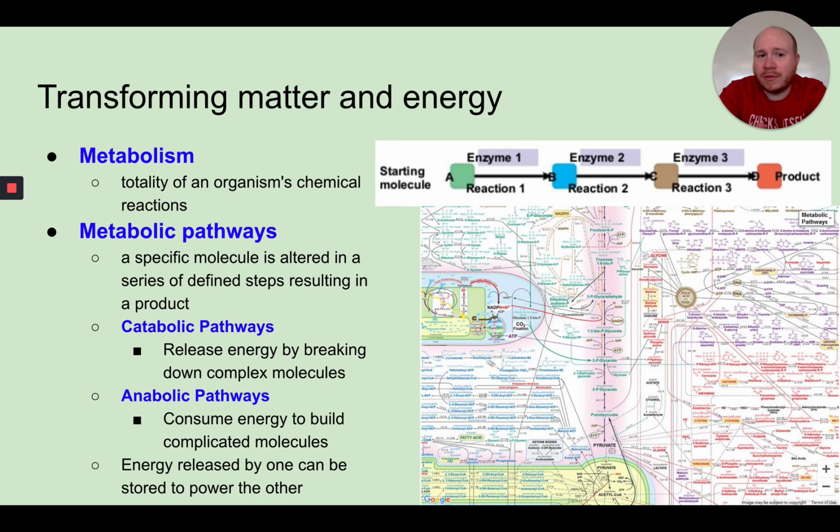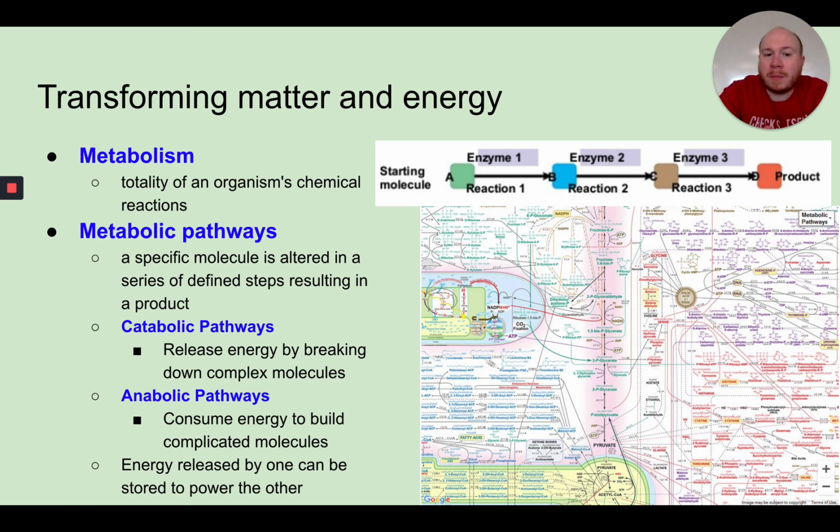Catabolic pathways release energy by breaking down complex molecules. So if you see a catabolic reaction, it means we're taking something big and complex and breaking it down to harness its energy usually. In an anabolic pathway, we're going to consume energy to build complicated molecules. So this might be something like protein synthesis, which is an anabolic pathway because we are going to take something small and make it big and complex.